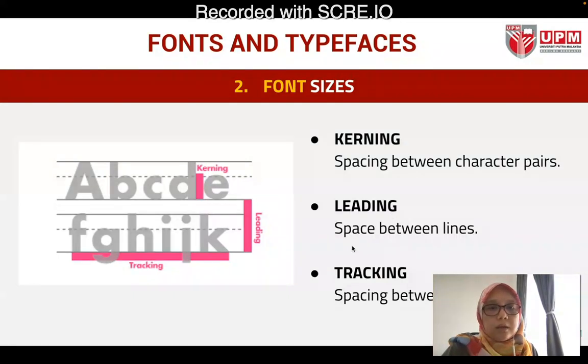Leading is the space between lines. So if you look at the image, we have leading between the first line of text and the second line of text. Tracking is the spacing between characters. So you can see that the FGHIJK in the image has bigger tracking. Why we have this kind of terminology or concept is to improve the appearance of text.